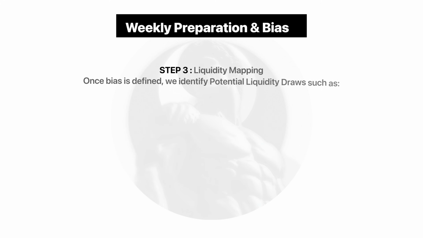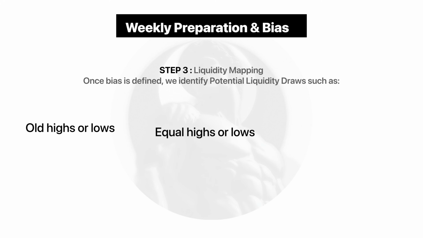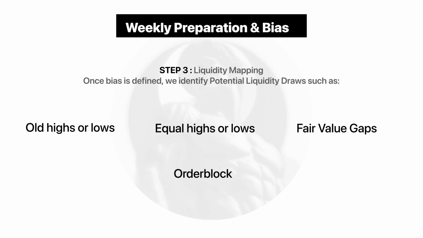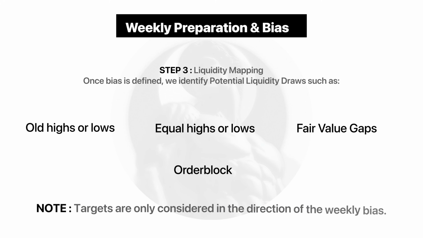Once bias is defined, we identify potential liquidity draws such as old highs or lows, equal highs or lows, fair value gaps, and significant price delivery PD arrays like order blocks. Remember that targets are only considered in the direction of the weekly bias.